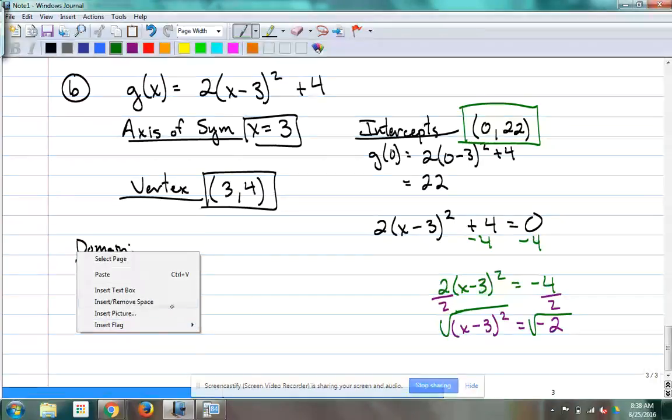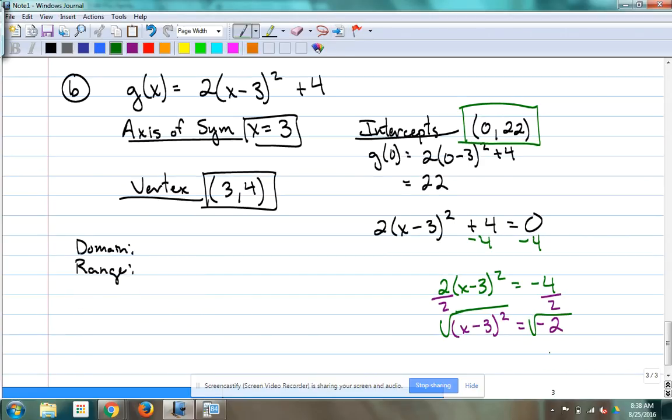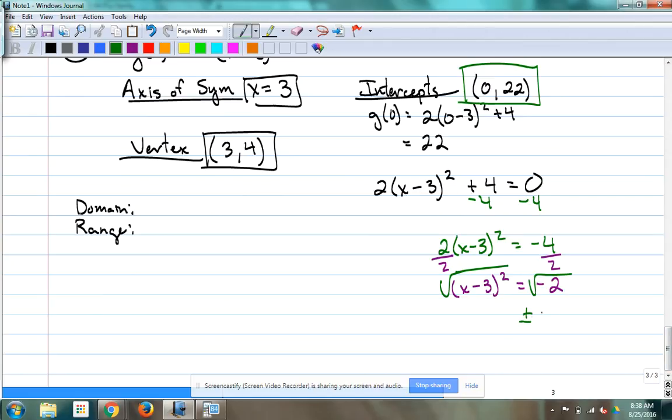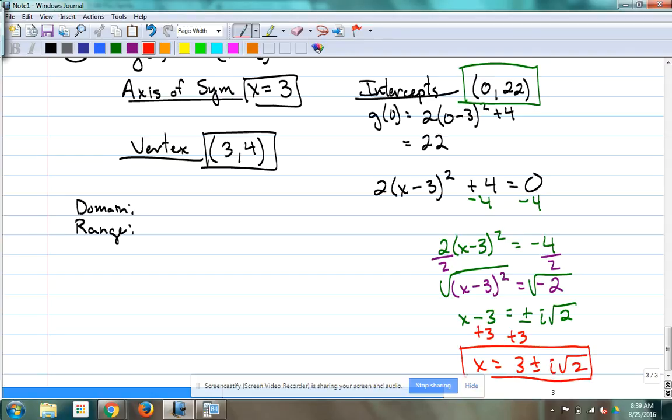When I take the square root of both sides, that means it has to be plus or minus. And that's i radical 2. And then this side is now just x minus 3. So I just have to get x by itself. Add 3. So it's x equals 3 plus or minus i radical 2. If the i wasn't in there, it would be x-intercepts. Because it's got an imaginary number in there, that means this doesn't cross the x-axis.